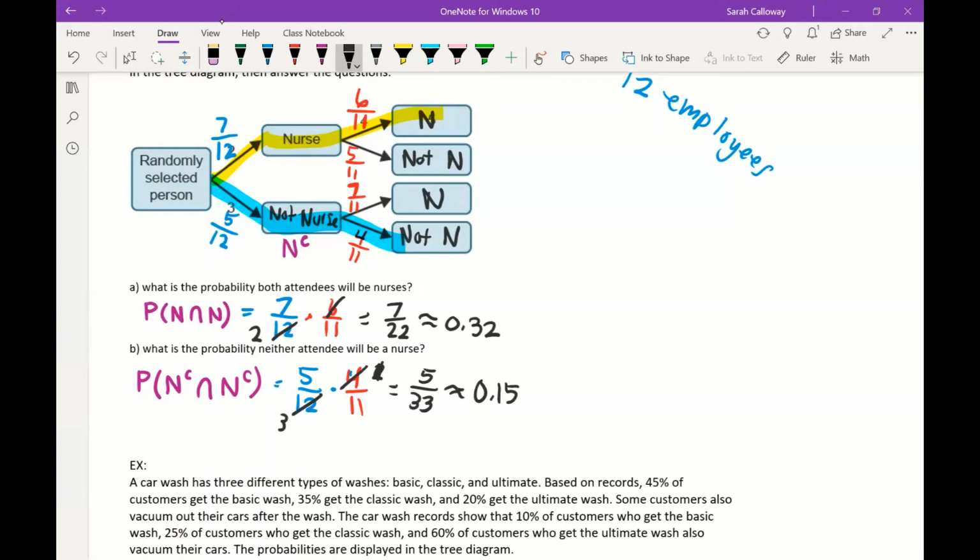Okay, so that's how we fill in a tree diagram with information and then use it to calculate probabilities. Remember that there's 2 other probabilities we could calculate. This product at the end of this one would be the probability that you choose a nurse and then not a nurse. And then this probability that we didn't find would be the probability that you choose someone who's not a nurse and then you choose someone who is a nurse.